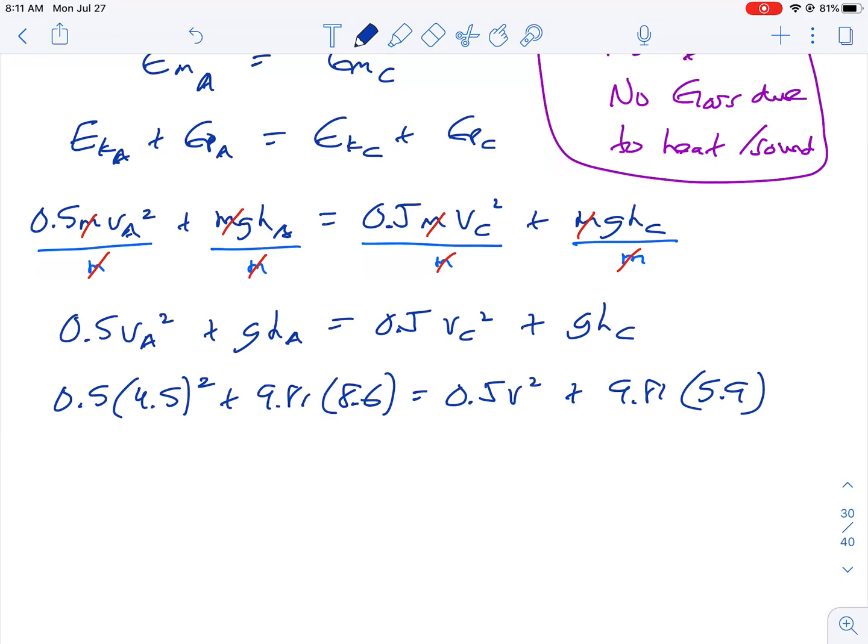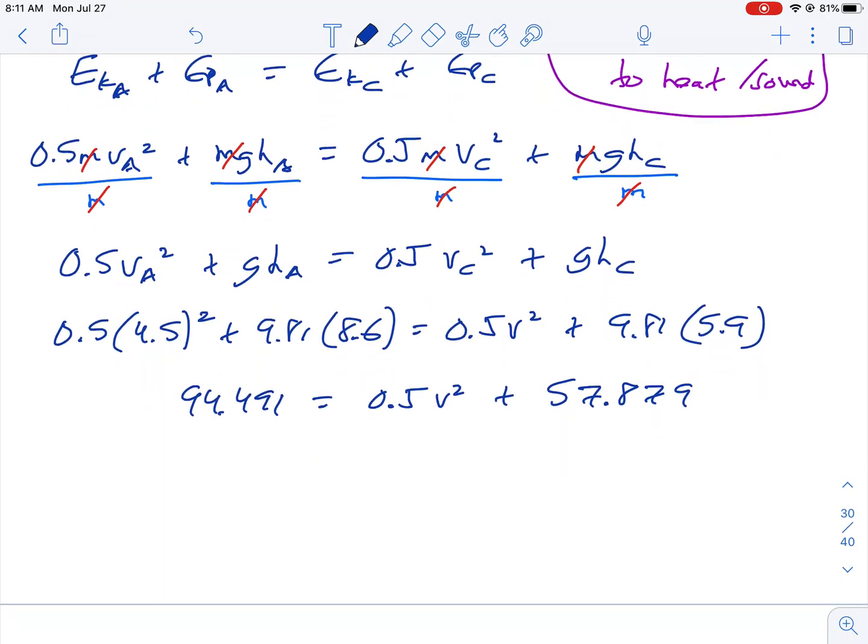Yeah, and then we just do some algebra. So I'm just going to do some sub-calculations here. So we get about 94.491 equal to 1/2 v squared plus 57.879. Okay, I'm sure you guys can do the algebra, so we'll just quickly go to how we will get the answer. You show as many steps as you need to.